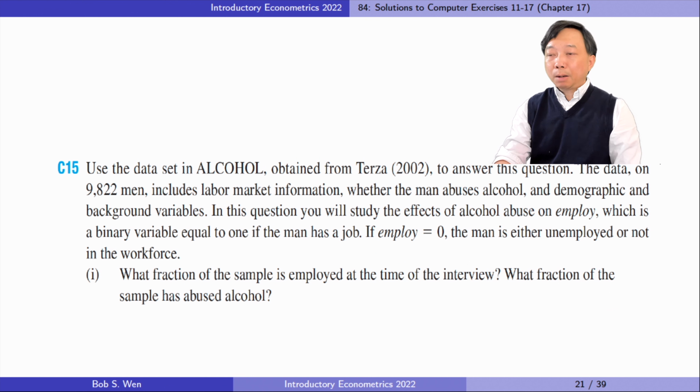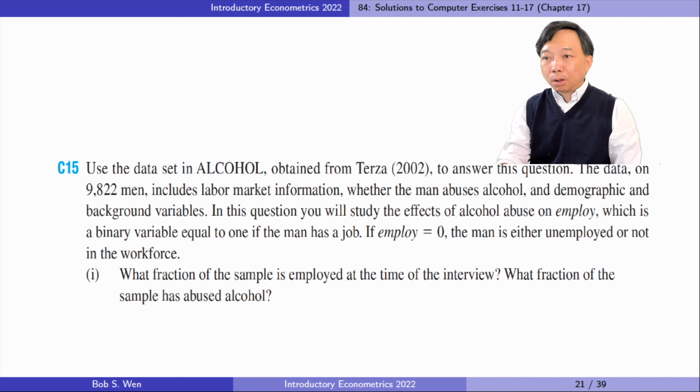Let's find answers to computer exercise 15. The data on 9,822 men include labor market information, whether the man abuses alcohol, and demographic and background variables. In this question, you will study the effects of alcohol abuse on employment, which is a binary variable equal to 1 if the man has a job. If employment equals 0, the man is either unemployed or not in the labor force.